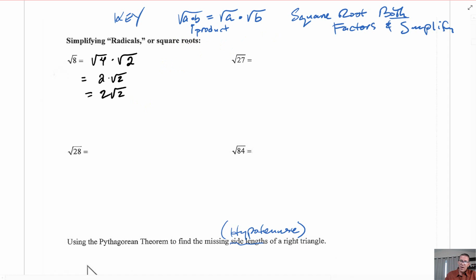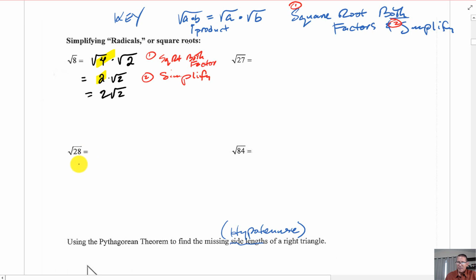So it's a two-step process. Step 1 is you square root both factors. Step 2, you simplify the result. Obviously, the square root of 4 is 2. So that's the simplifying. It's a simple two-step process. Step 1, square root. Step 2, simplify. That's it. So all you have to do is visualize the factors of a number.